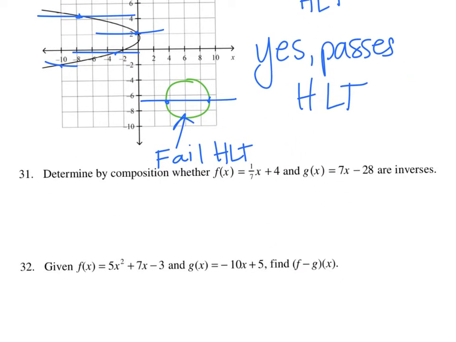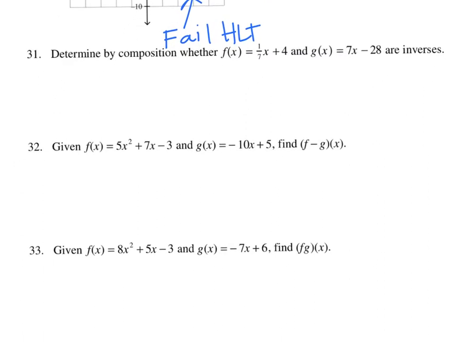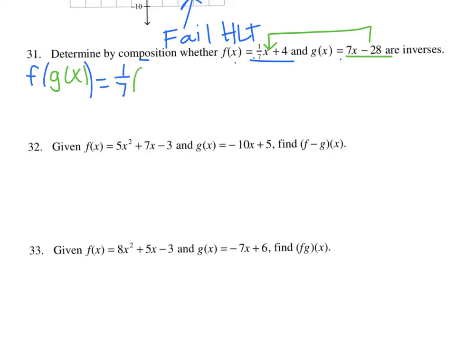All right, number 31. We are going to figure out whether this equation and that second equation, f and g, are inverses of each other. It says to use compositions, so that means we are going to plug the g function into the f function. So if the g function's green, we're going to plug that in to the x spot in the f function. So this will look like 1/7, and then instead of writing x, we're going to write 7x minus 28, and then we'll keep writing the rest of that f function plus 4.